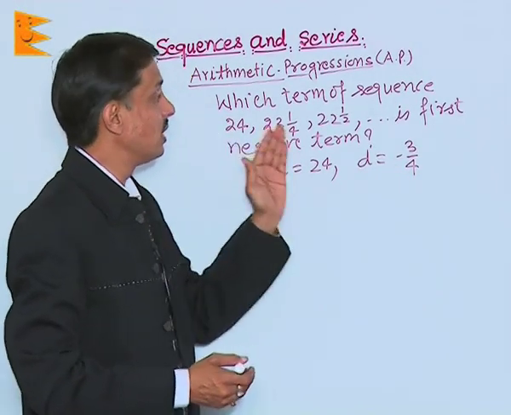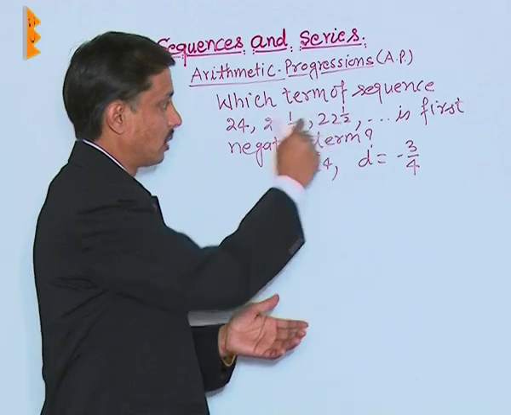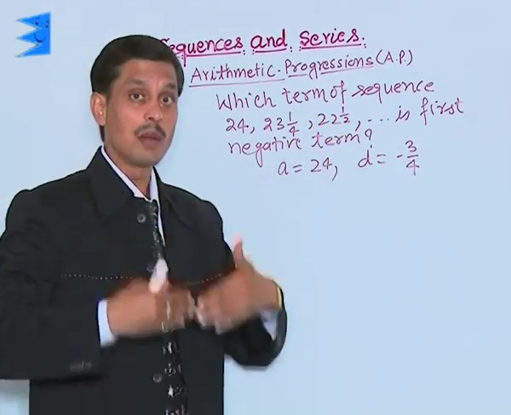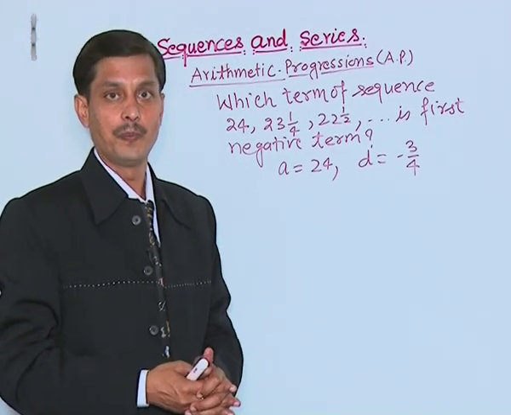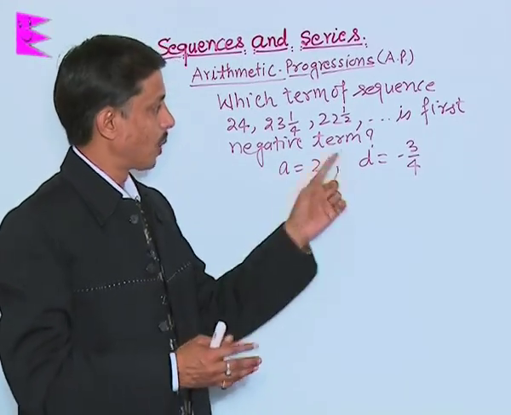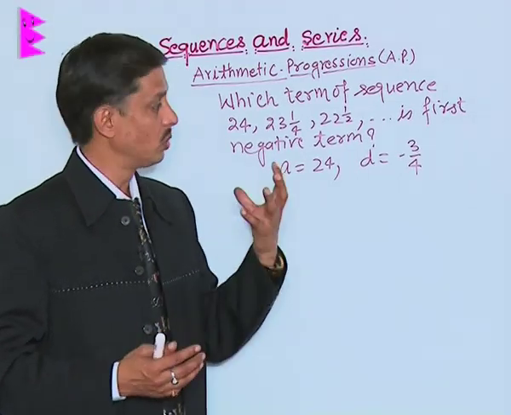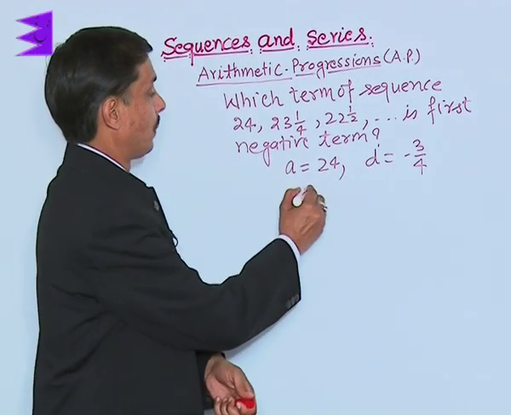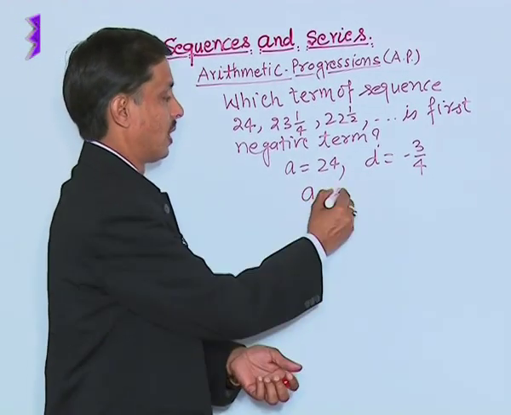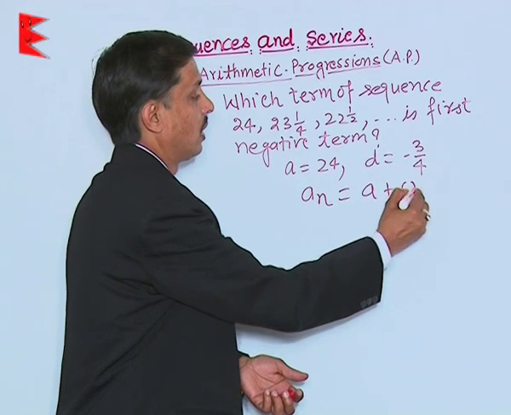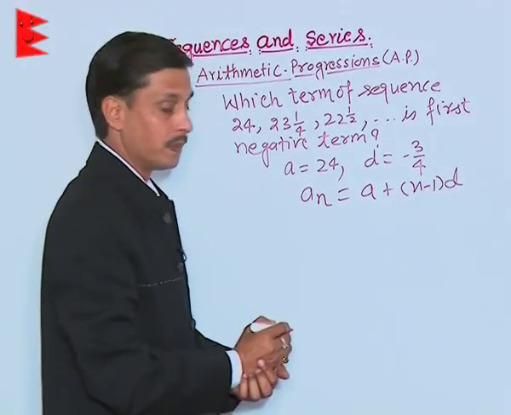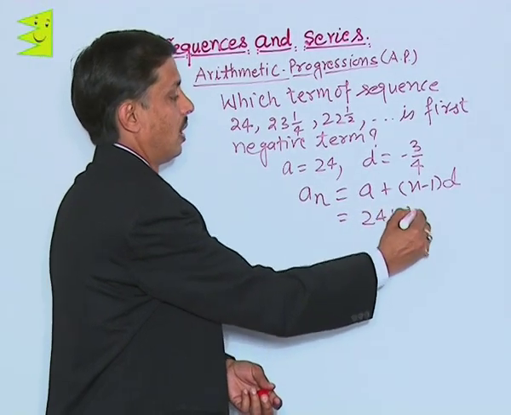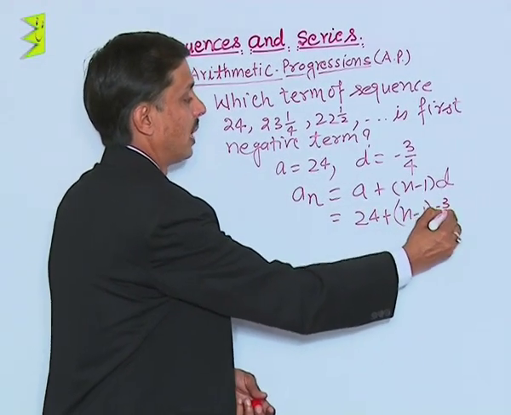As this is a decreasing arithmetic progression, there will be a situation where the terms will start coming negative. Our task in the problem is to check which term will be the first negative term. Let us suppose an is the first negative term, and the formula for an is a plus (n minus 1) into d. So the general term becomes 24 plus (n minus 1) into minus 3/4.